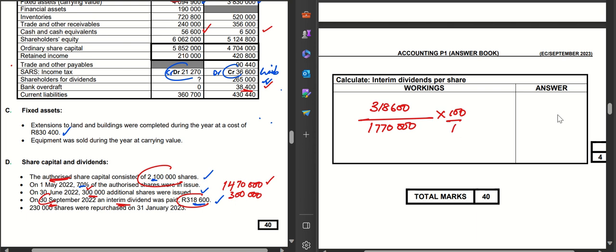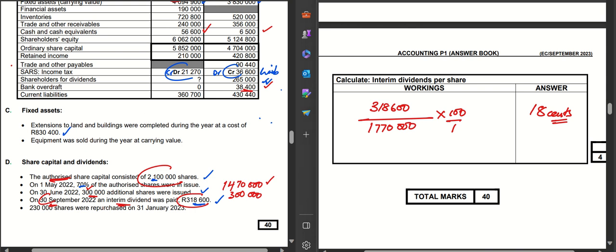Please remember to show your answers in the right way. In this case, if it's an interim dividend, your answer would be 18 cents. Okay, so please remember to do it the right way. Show the right answer here in the answer column. If it's cents, please show your cents. When you're doing a calculation that gives you a percentage, please also indicate that your answer is a percentage.